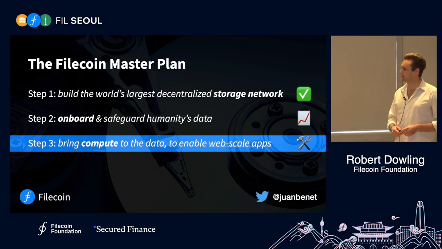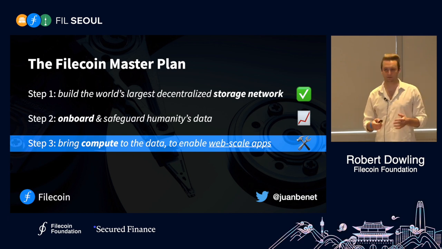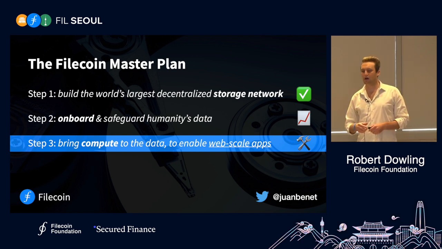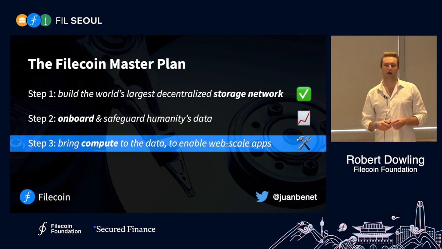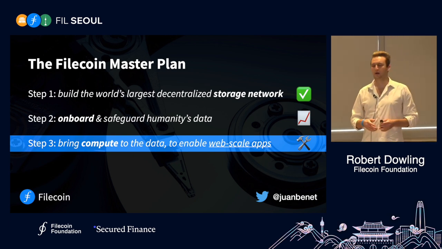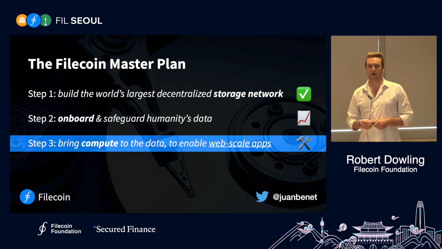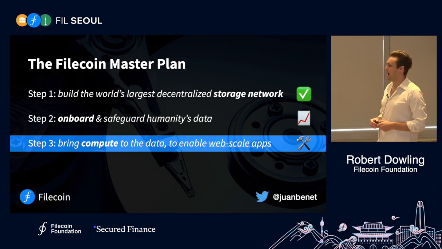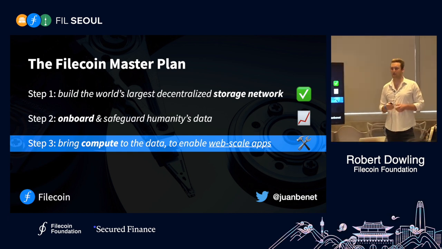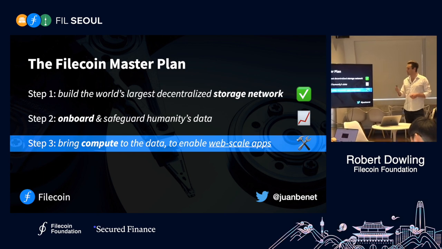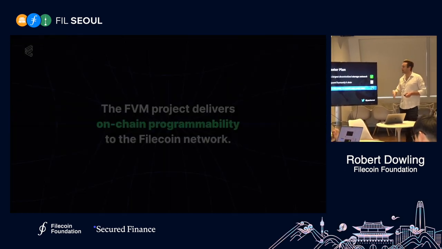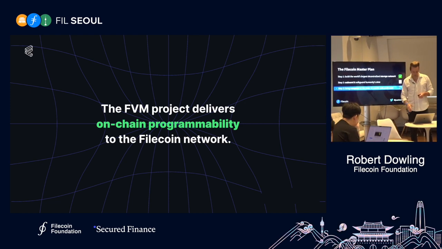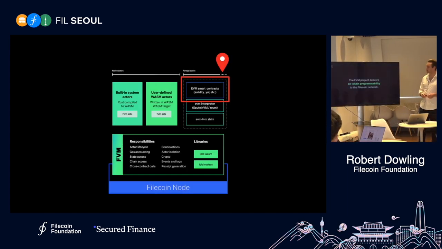Step two, onboard and safeguard humanity's most important data. This is an ongoing process, and we have a lot of very interesting institutional clients, such as Internet Archive, New York City government, Harvard libraries, that have stored their archives on Filecoin. And step three, bring compute to the data to enable web scale apps. So that is what Filecoin Virtual Machine helps accomplish.